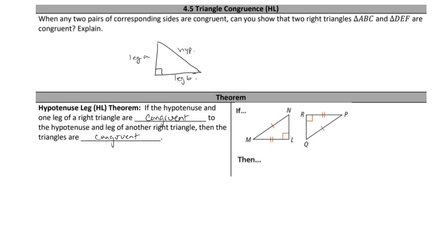Okay, so if we look at the picture, two sides are congruent, and one of them is a hypotenuse and one's a leg, right? And they're congruent to their corresponding sides, so we can say that triangle LMN is congruent to triangle RPQ.